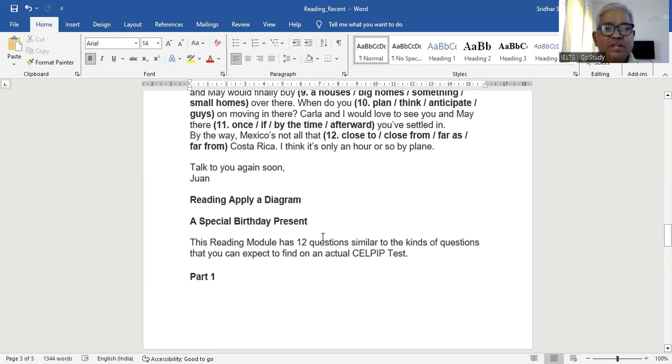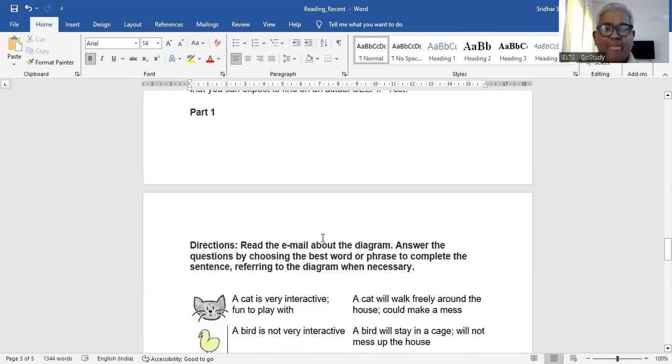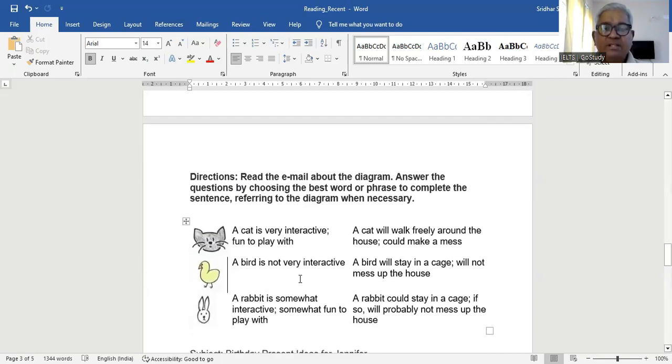Let's get on with reading to apply a diagram. A special birthday present. So still you will get 12 questions here. It'll be on the real-time CELPIP test conditions, part 1. Now read the email about the diagram. Answer the questions by choosing the best word or phrase to complete the sentence, referring to the diagram when necessary.